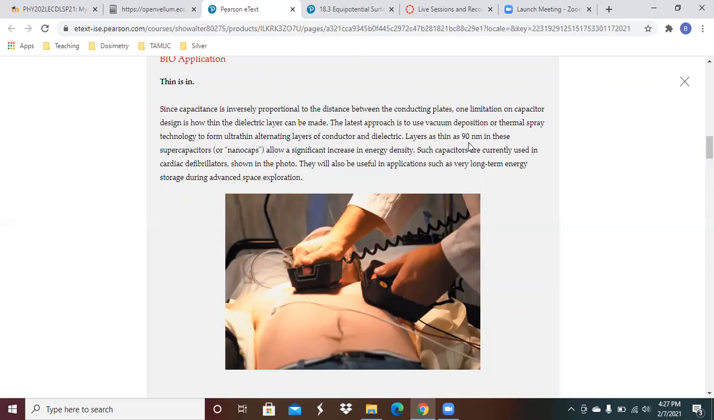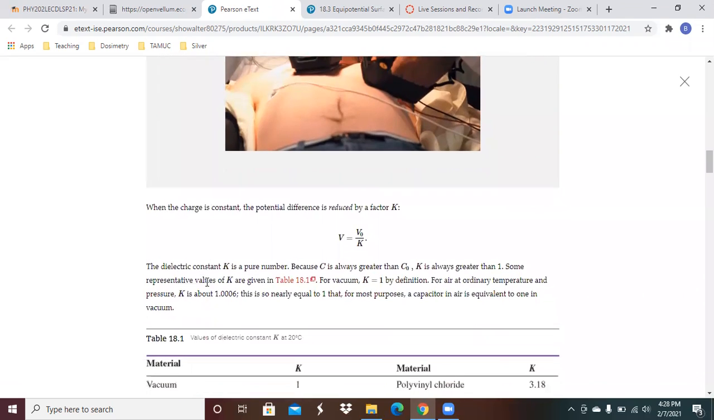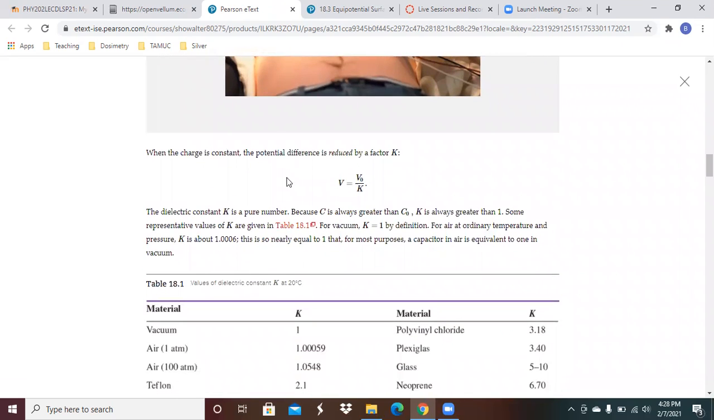And we can create layers as thin as 90 nanometers in these supercapacitors or nanocaps. And that allows a significant increase in energy density. And such capacitors are currently used in defibrillators, which is what you're seeing here, and they'll be useful in applications such as very long-term energy storage during advanced space exploration. So it does have a use.